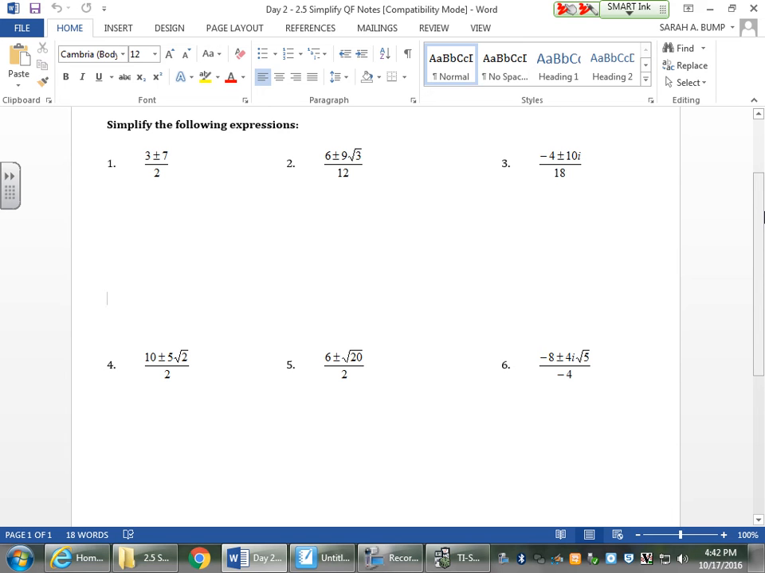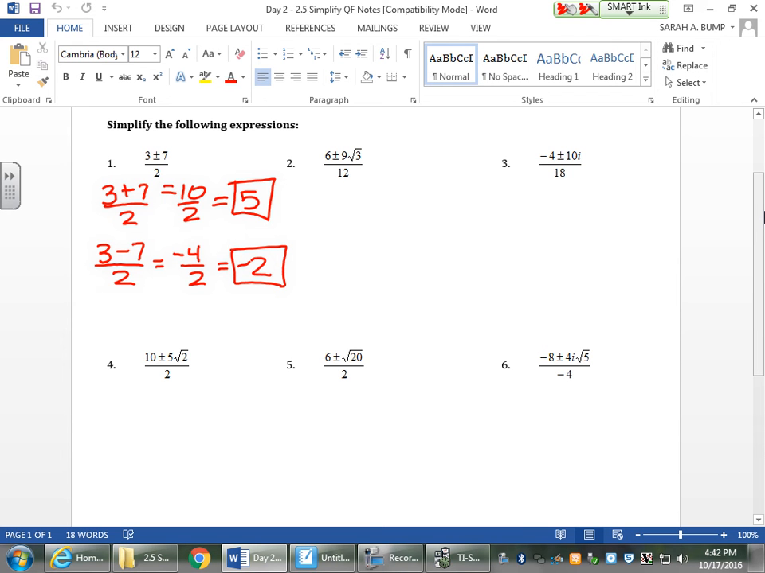Looking at the first one, what I would hope you would notice once we practice tomorrow is that there are no radicals anywhere and there is no i anywhere. So when this happens, you're going to combine your numbers until you get two distinct answers. You can do 3 plus 7 over 2 and 3 minus 7 over 2 and get two solutions. It simplifies down to two exact values. 3 plus 7 will give you 10 over 2, which is 5. There's one answer. And 3 minus 7 is negative 4 over 2, which is negative 2. There's your second answer. So two solutions. And you can do that when there's no radicals and there's no i.